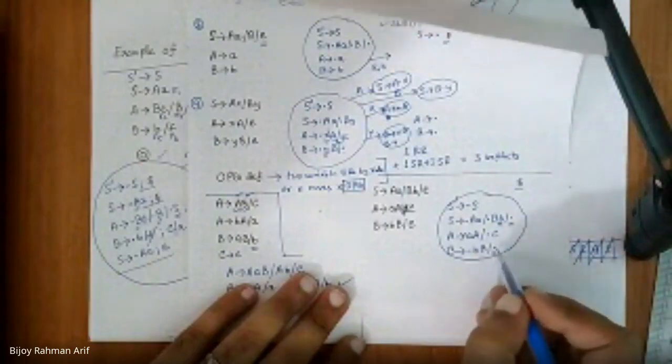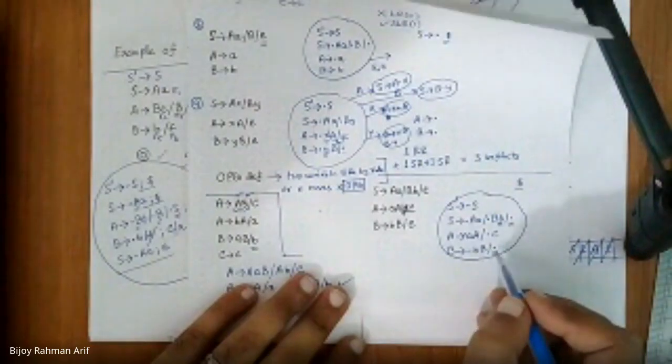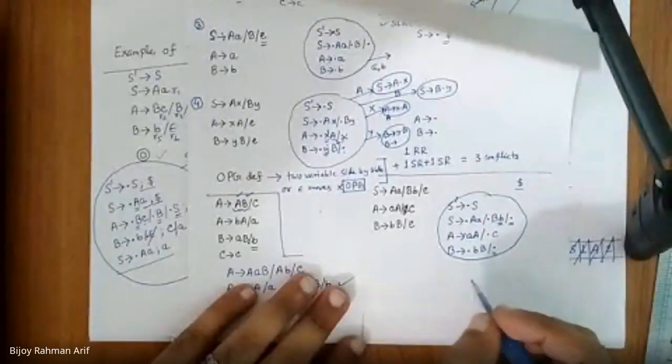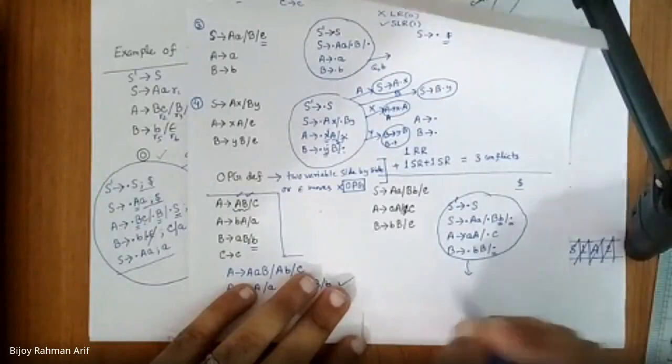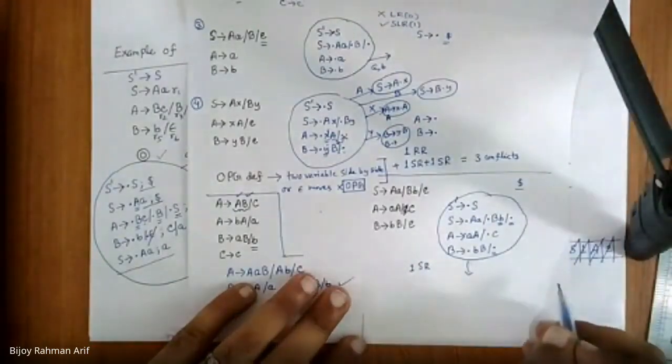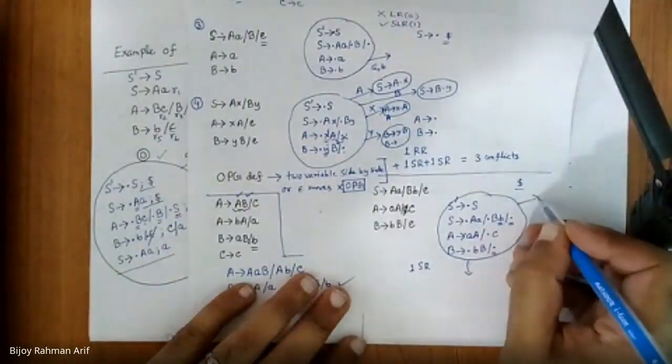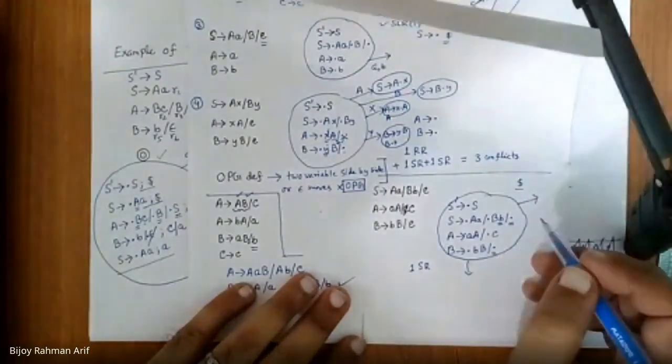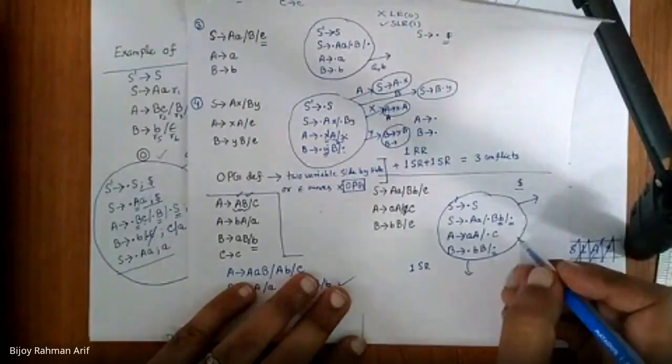This one should be placed under follow of B. What is follow of B? Follow of B is small b. And there's a shift on small b. So definitely there is an SR conflict. So it is fine. It does not have any problem here. Over A, no problem. This one has no problem.